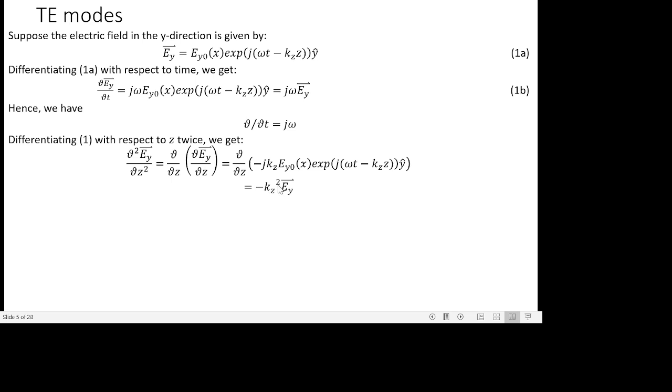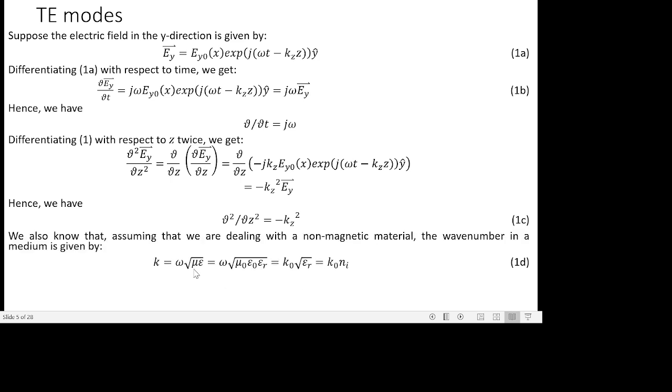k of z squared times e of y. As a result, all the second derivatives of the z operator we will replace with minus k of z squared. And finally, I have to remind you, the k vector can be written as k0 times n of i, where n of i is the refractive index of layer i.